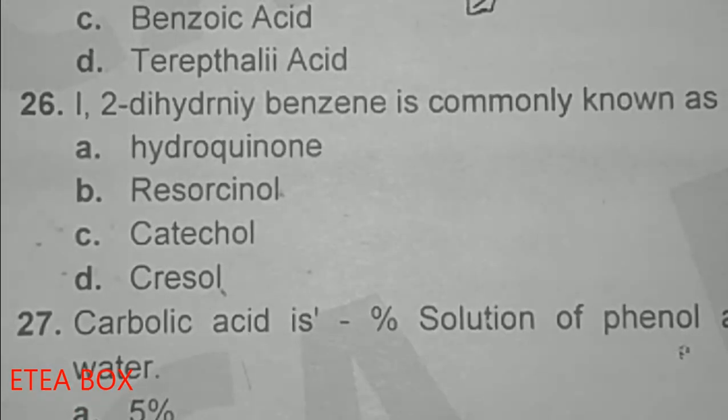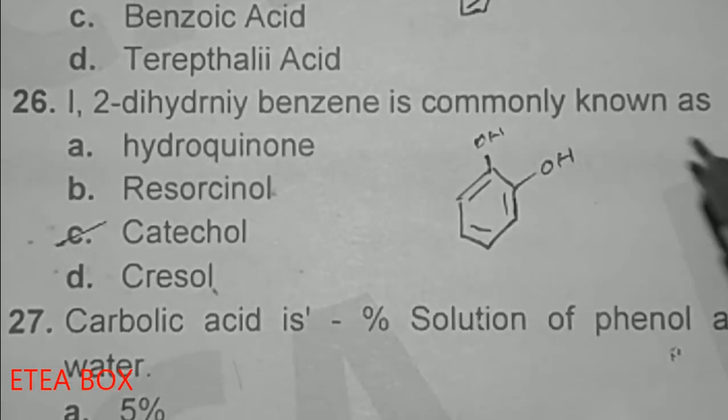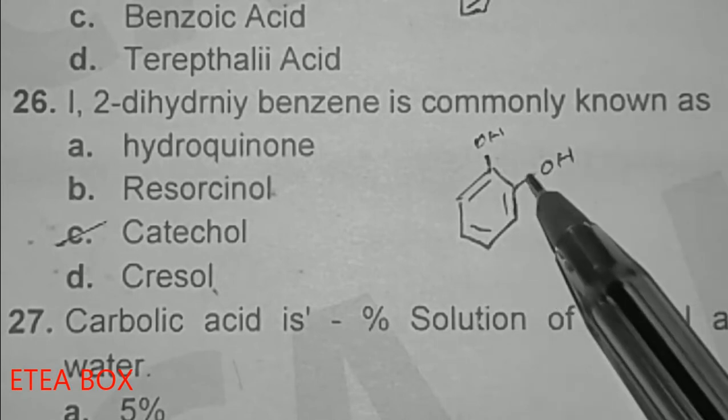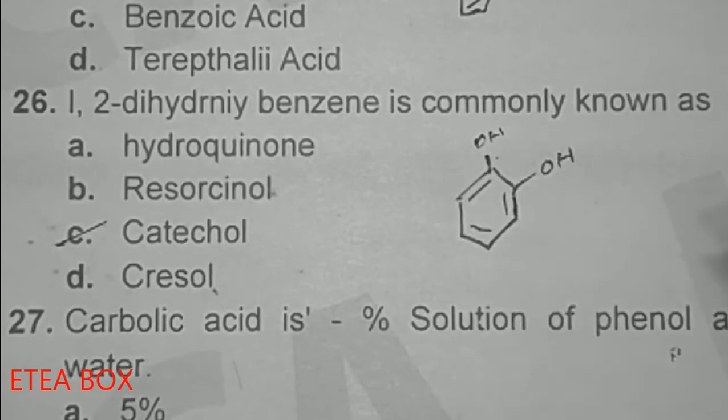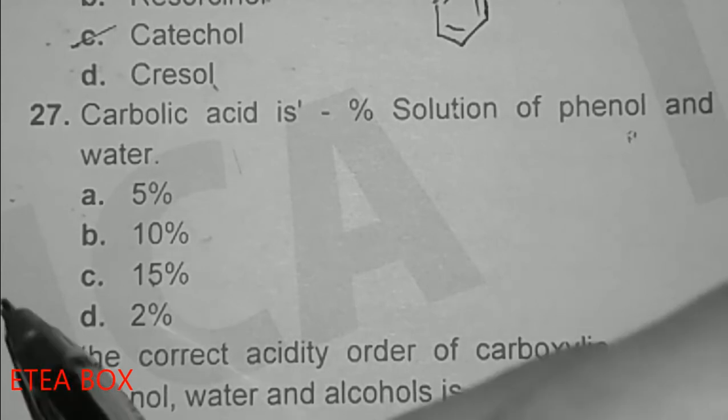1,2-dihydroxybenzene is commonly known as catechol. Option C is correct here. Look, this one is the structure for catechol, 1,2-dihydroxybenzene. Carbolic acid is a 5% solution of phenol and water.